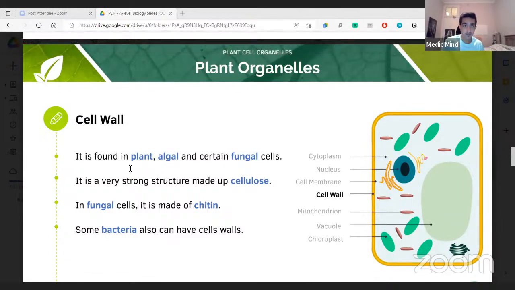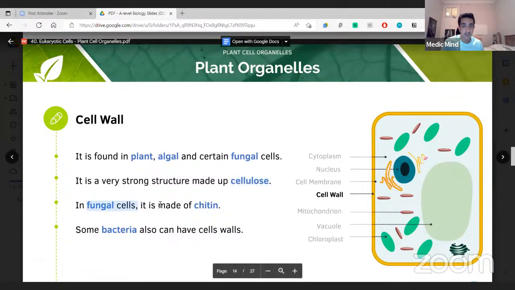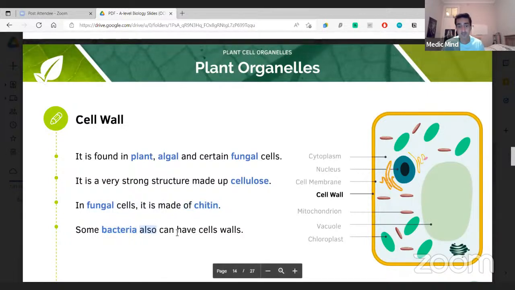So plant cell walls are a very thick structure made up of cellulose. In fungal cells, it's made up of chitin, and in bacterial cells, it's made up of peptidoglycan. And this leads on to your question, Saeed. Yes, you do need to know what each cell wall is made up of.